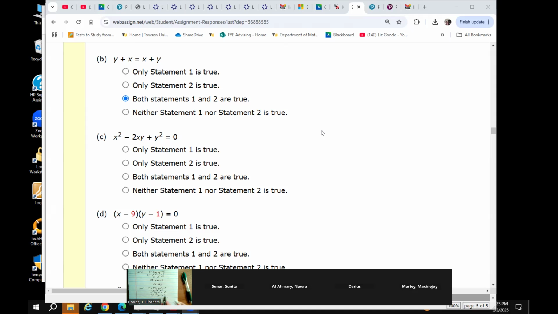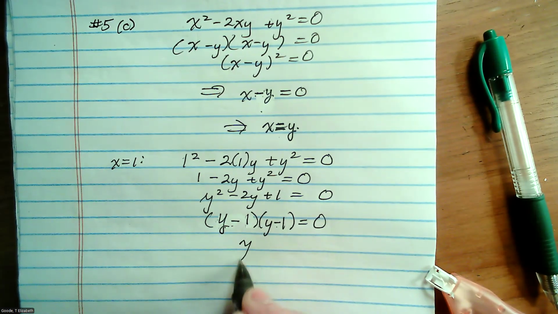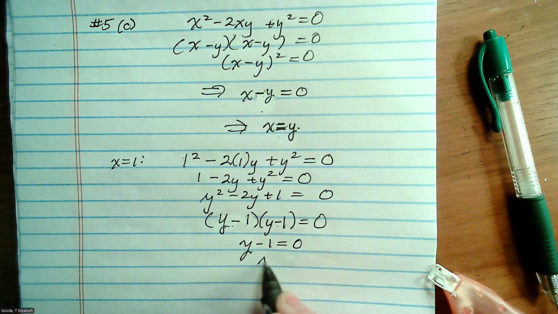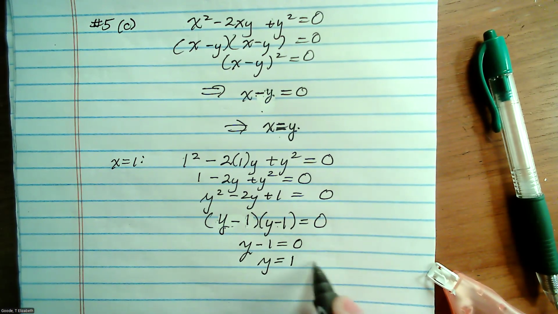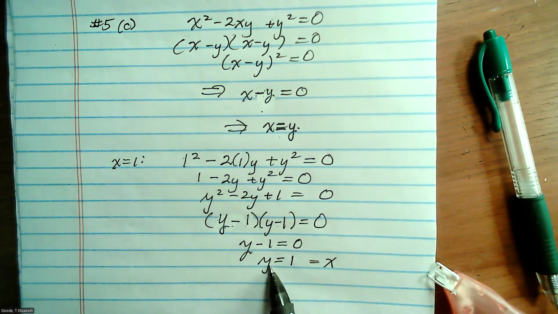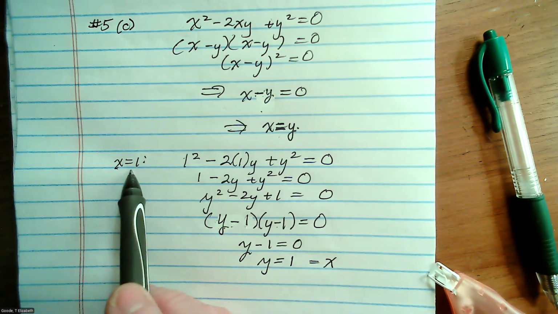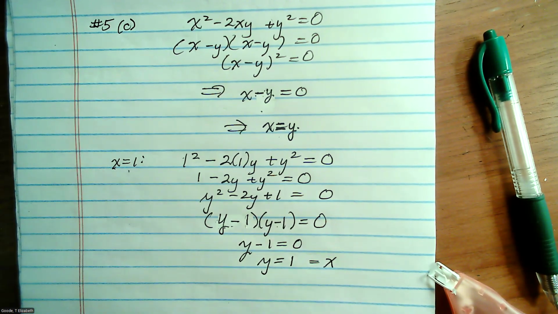The only way a product is equal to 0 is if one or the other factors is equal to 0. So you can see right away, this forces y minus 1 to equal 0. It forces y to equal 1, which was x. The point is, given an x, there's only one y that's going to make this equation true. If you pick a particular x, there's no way it can work for every single y to make the equation true.